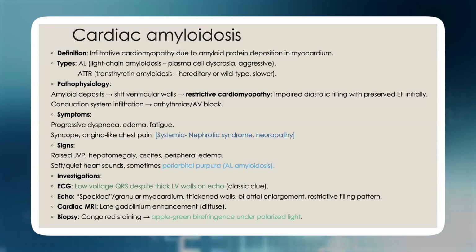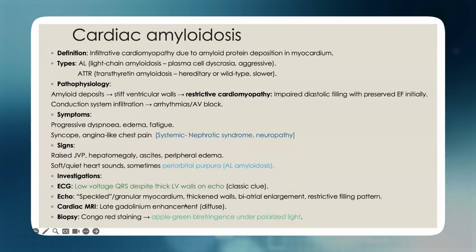So an elderly person comes, 80 years old, with nephrotic syndrome or neuropathy and progressive dyspnea, ejection fraction is normal, but the patient is going into heart failure with right heart failure signs, then the diagnosis will be amyloidosis. Signs are raised JVP, hepatomegaly, ascites, like right heart failure. There will be soft, quiet heart sounds, sometimes periorbital purpura, which is classical of AL amyloidosis.